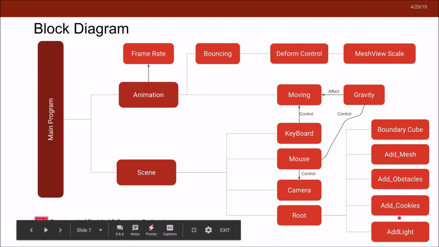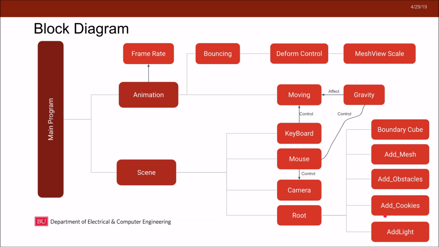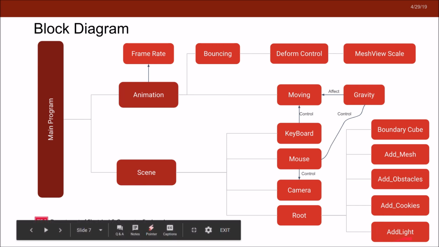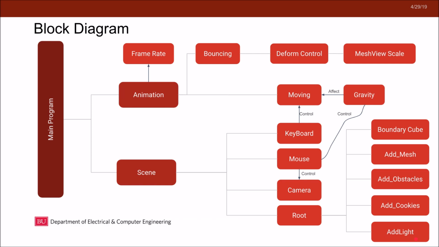The user uses the keyboard and mouse to control the figure bouncing between the obstacles to reach the cookie. Once the cookie is reached, the renew cookie function will be called, delivering a new cookie randomly again. Now for lighting and shading effects, we implement two point light sources along the diagonal of our boundary box.